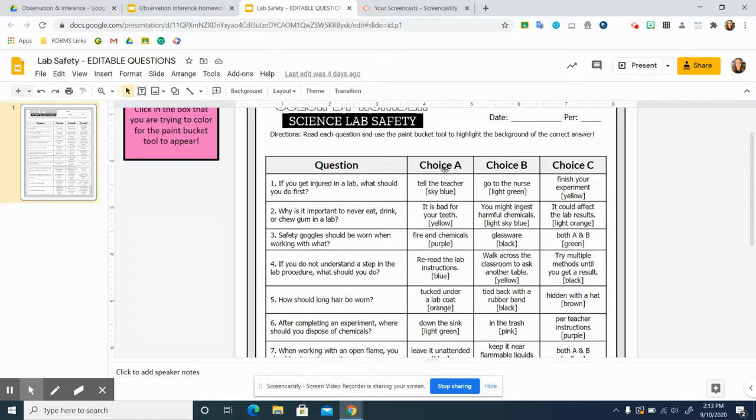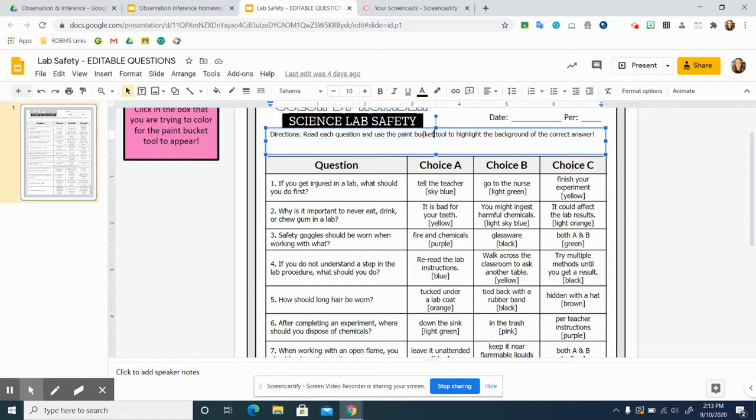All right, so the same kind of instructions says read each question and, oh man, I have a typo. And use the paint bucket tool to highlight the background of the correct answer. So we talked about lab safety in class, and you guys did a lab safety scavenger hunt at home. So this would be something that goes along with that. So read the question, pick the right answer.